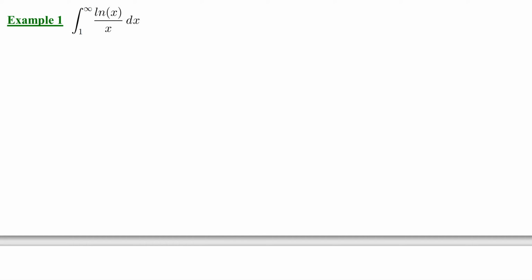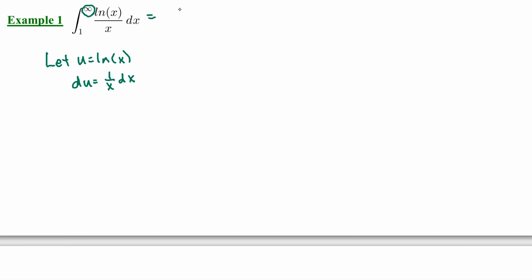So let's try a couple of examples, starting with example 1. We want to find the integral from 1 to infinity of natural log of x over x dx. What makes this integral improper is the infinite upper limit. Now, before we deal with the infinite upper limit, let's just consider our process of integration. In order to find the antiderivative of natural log of x over x, we would need to make a u substitution. Hopefully you will recognize that u equals natural log of x would work, because du is 1 over x dx.